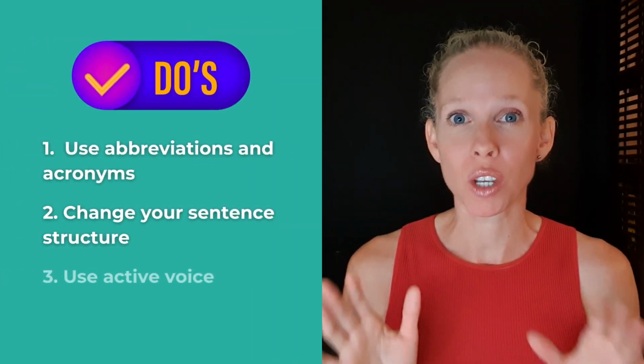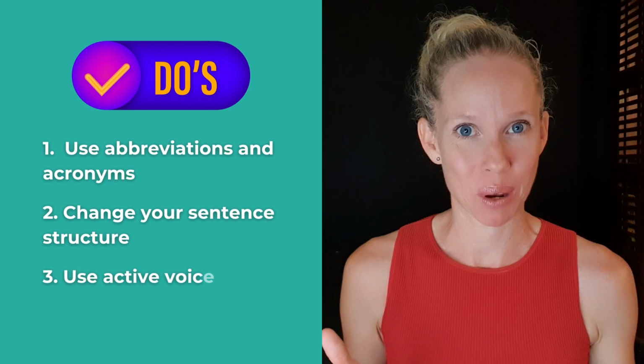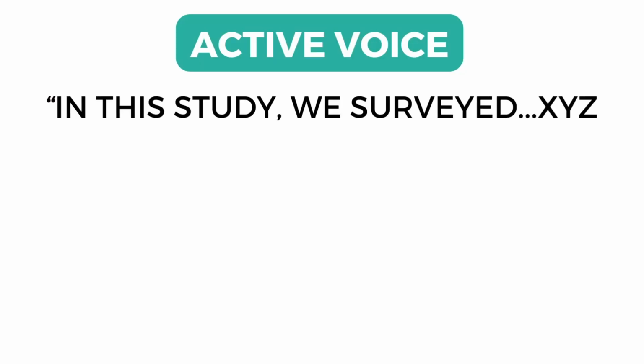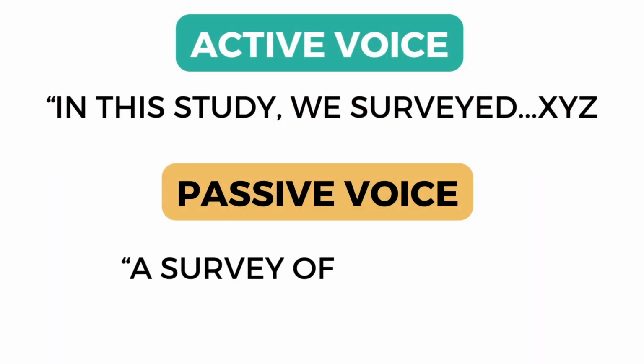Now, make sure that you do use the active voice in academic writing, and this goes for professional writing too. For example, if we're writing a report in active voice, we would say, in this study we surveyed XYZ. Whereas if we're using passive voice, we would say, a survey of XYZ was conducted.